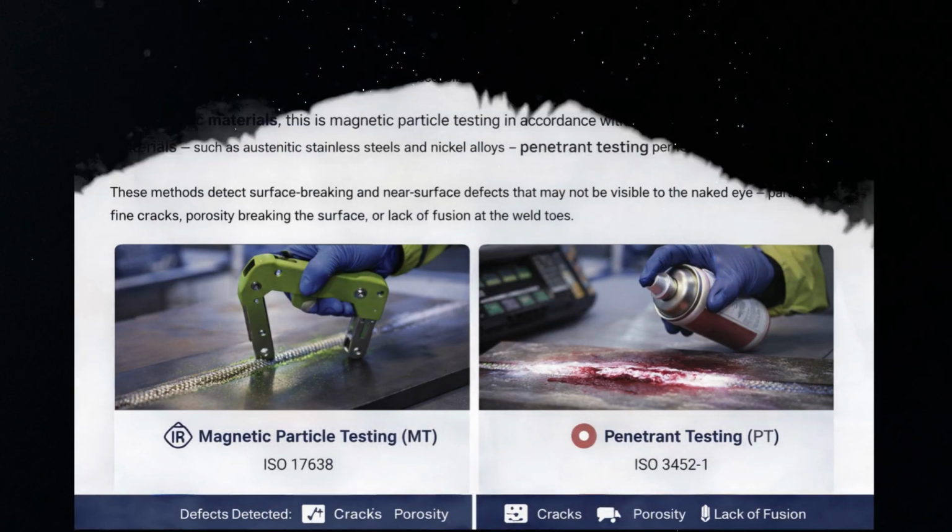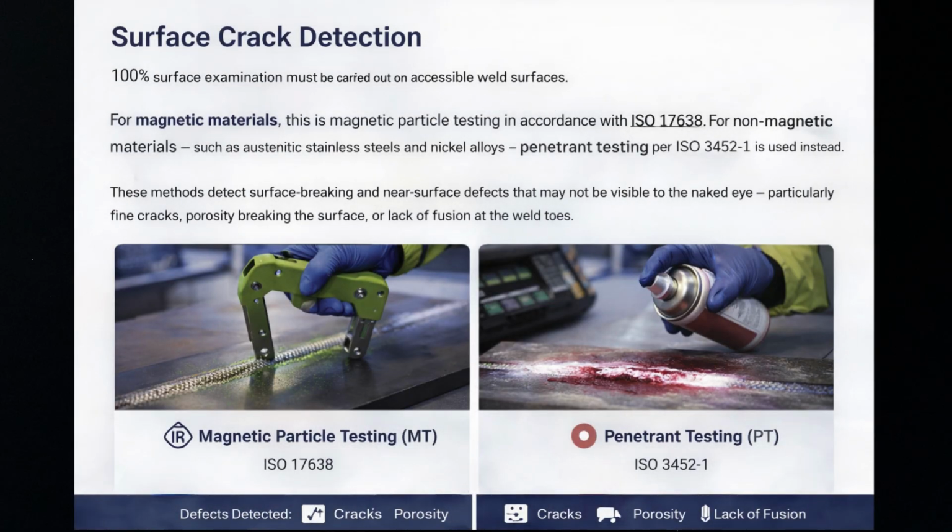Surface crack detection. 100% surface examination must be carried out on accessible weld surfaces. For magnetic materials, this is magnetic particle testing in accordance with ISO 17638. For non-magnetic materials, such as austenitic stainless steels and nickel alloys, penetrant testing per ISO 3452-1 is used instead.